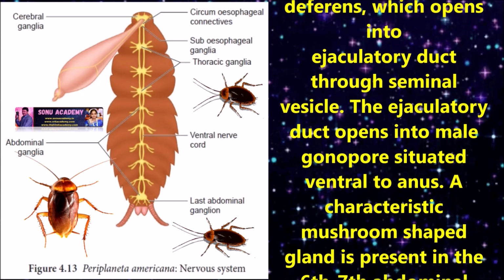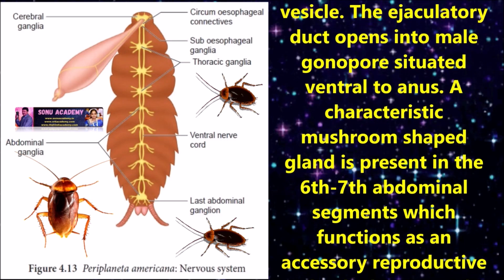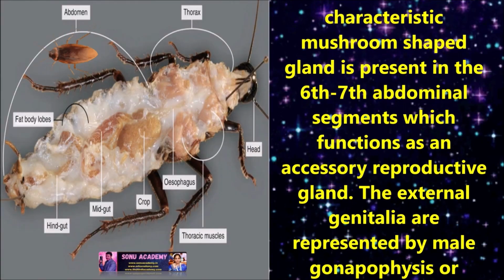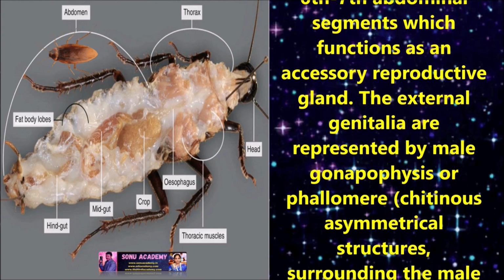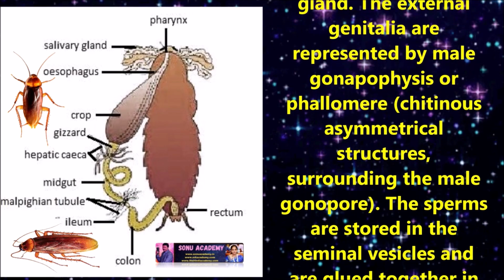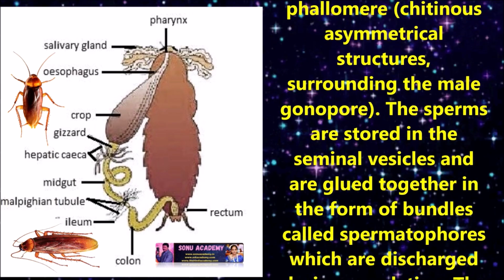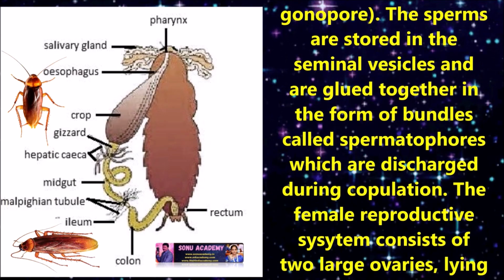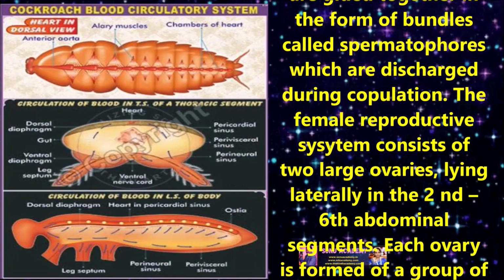A characteristic mushroom-shaped gland is present in the 6th to 7th abdominal segments which functions as an accessory reproductive gland. The external genitalia are represented by male gonapophysis or phallomere, which are chitinous asymmetrical structures surrounded by the male gonopore. The sperms are stored in the seminal vesicles and are glued together in the form of bundles called spermatophores, which are discharged during copulation.